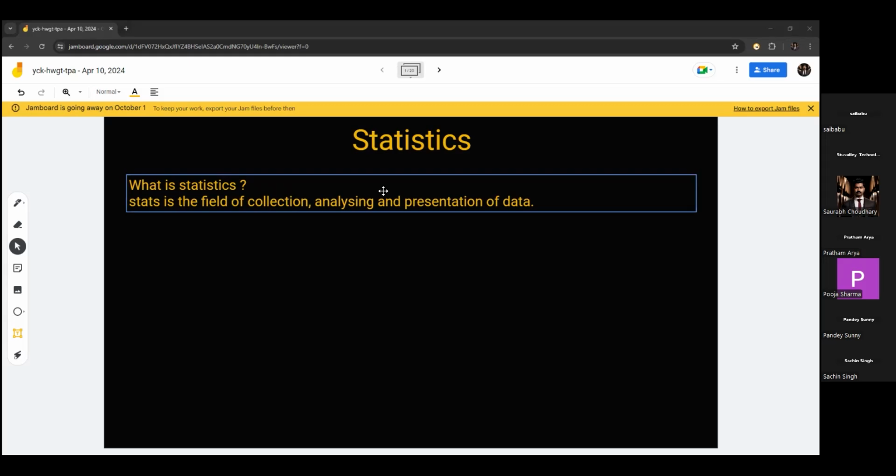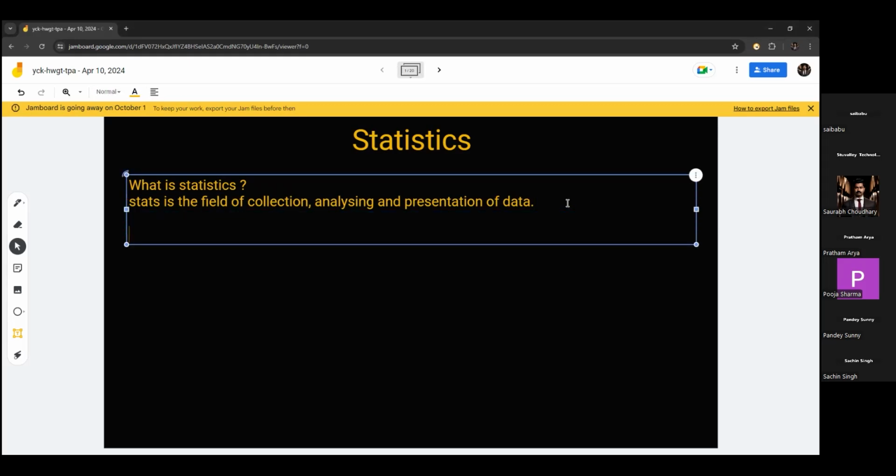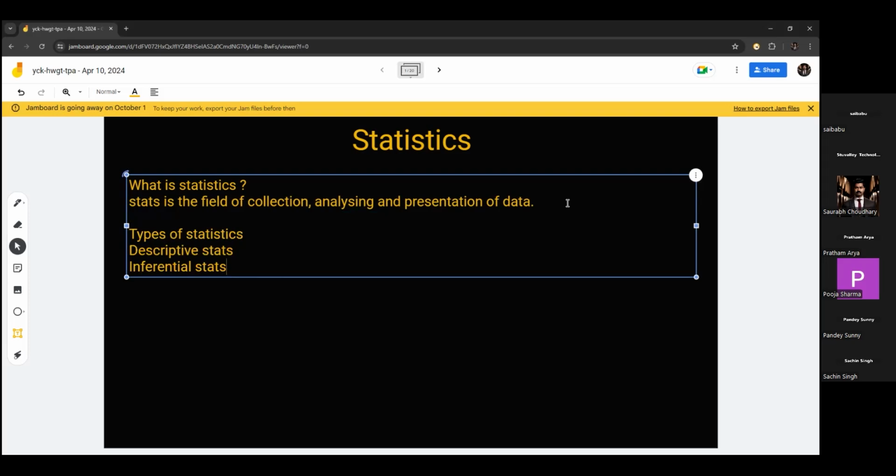So how many types of statistics do we have? Basically, we have two types of statistics. First is descriptive statistics, and second is inferential.